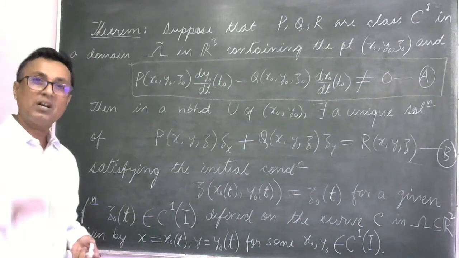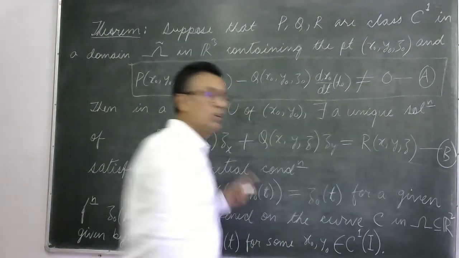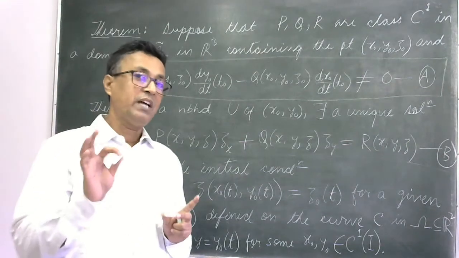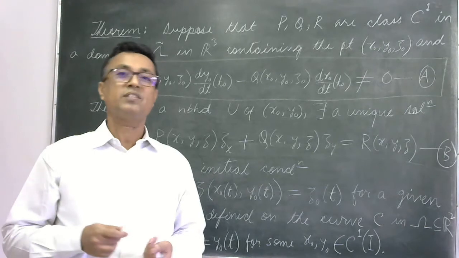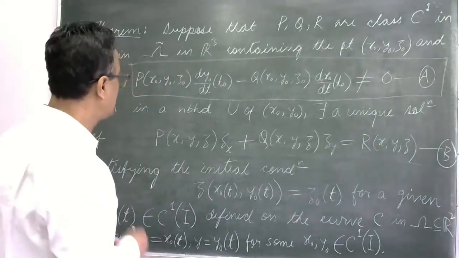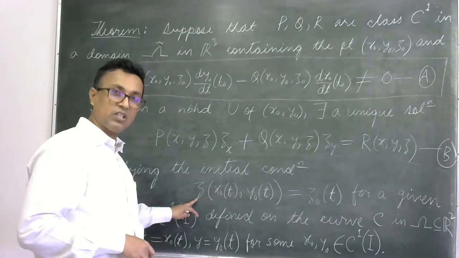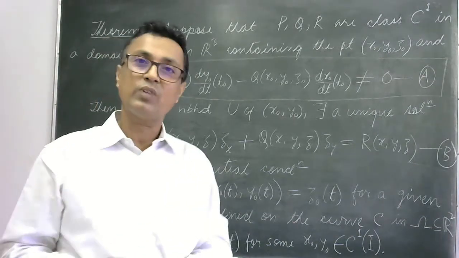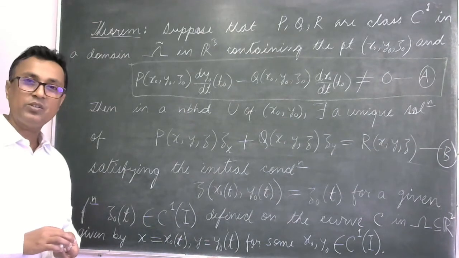And basically, we are seeking a solution of this equation, which is nothing but an expression of the form z equal to f of x, y. That means we are seeking a surface, right? We are seeking a surface in such a way that the initial curve corresponding to this initial condition is going to lie on that solution surface. Is it okay with everybody? That's what we are trying to do. Is it okay?